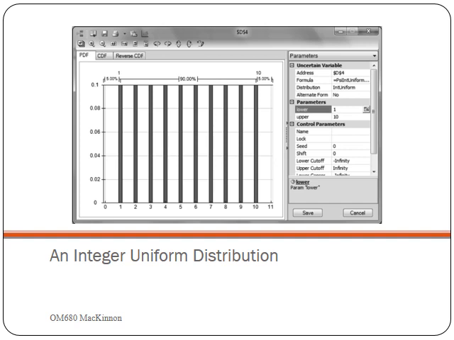An integer uniform distribution, as we say, has a discrete number of outcomes. In this case, it's 10, and they are all equally probable. If this was a 10-sided die, this is what it would look like.